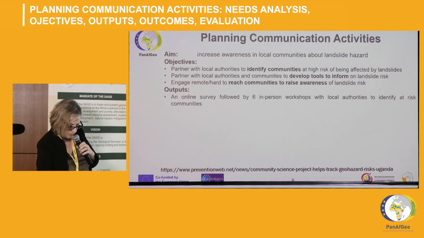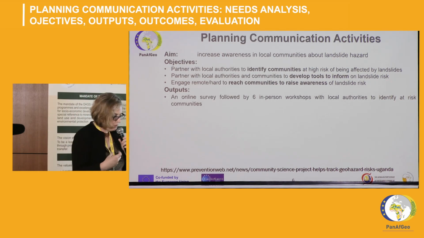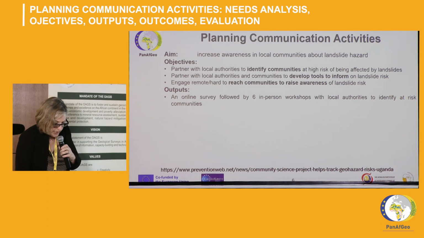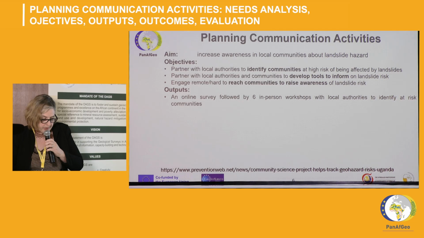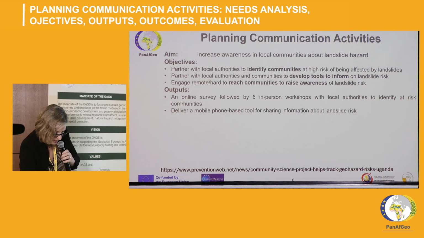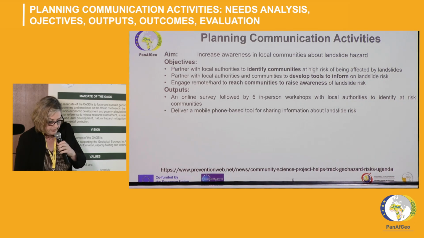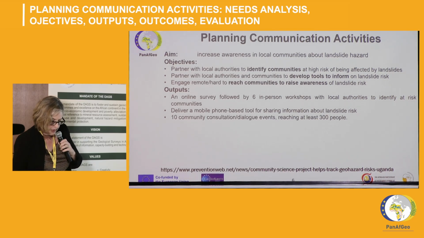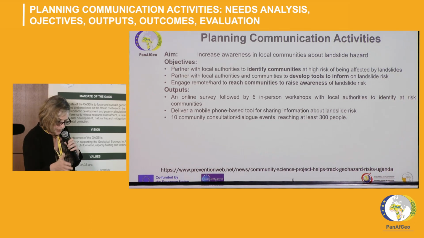Outputs. Okay, so this is more in detail exactly what you're going to do or produce to achieve these objectives. So you might carry out an online survey followed by 6 in-person workshops with the local authorities to identify those at-risk communities. You might deliver a mobile phone-based tool for sharing information about landslide risk. You might decide you're going to have 10 community consultation and dialogue events that will reach at least 300 people. This is to raise awareness.